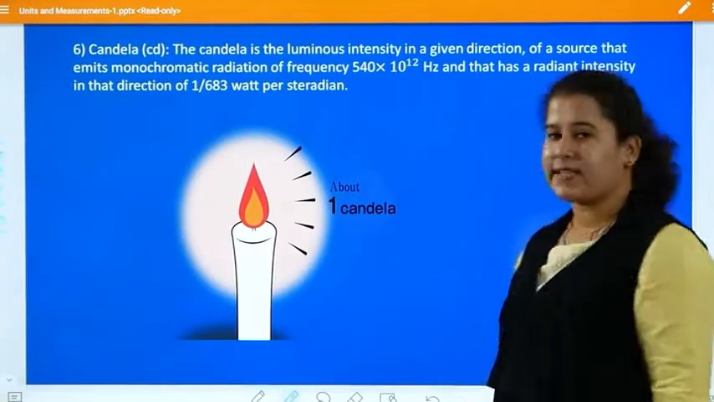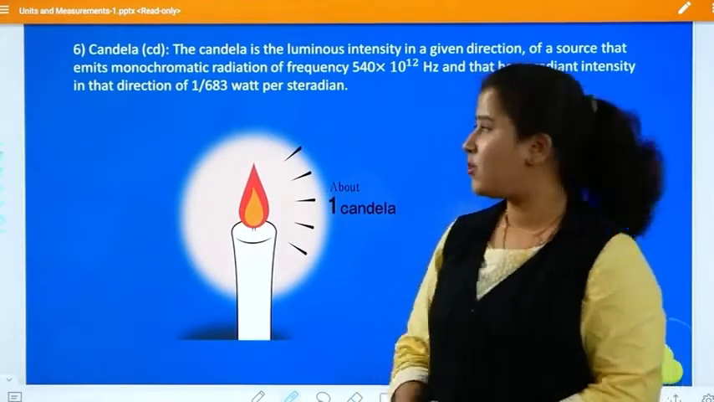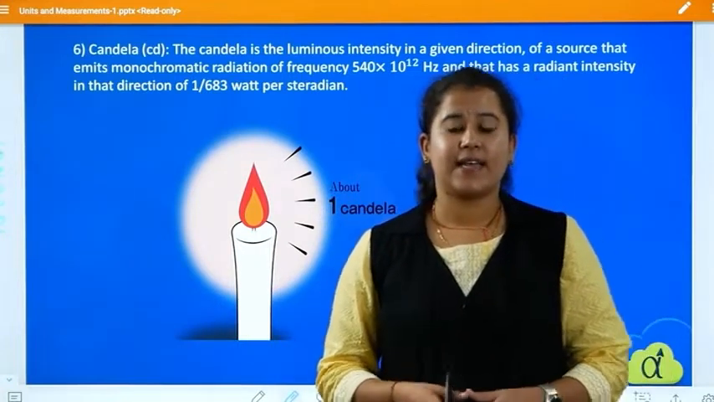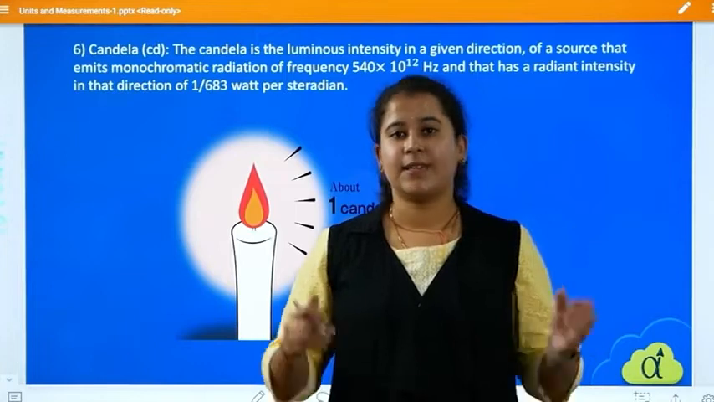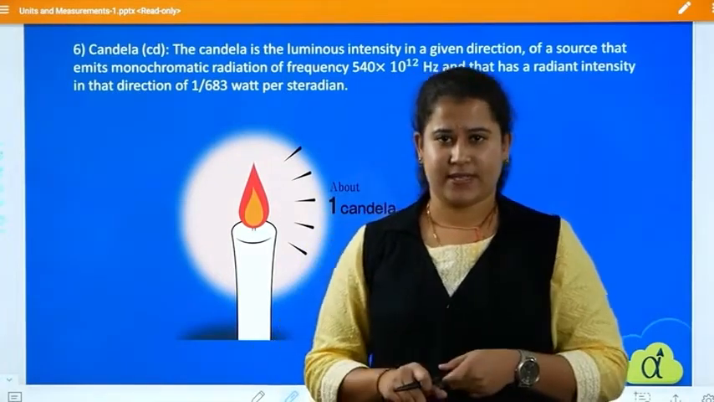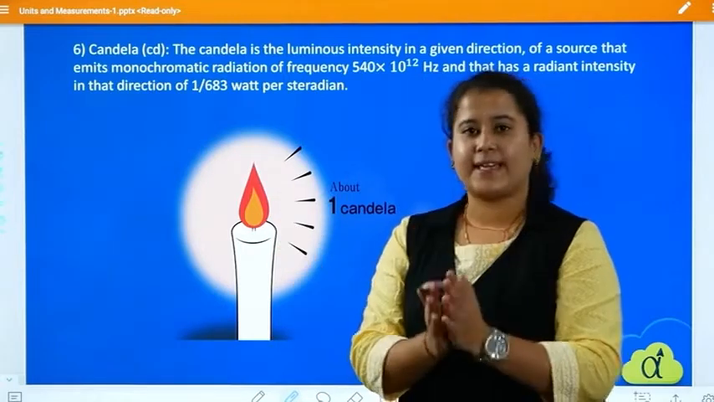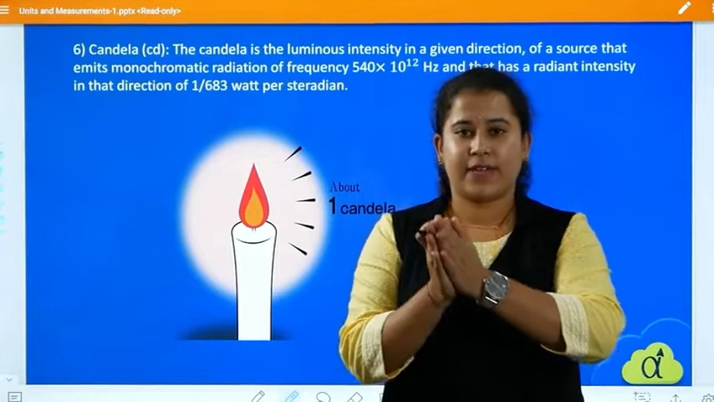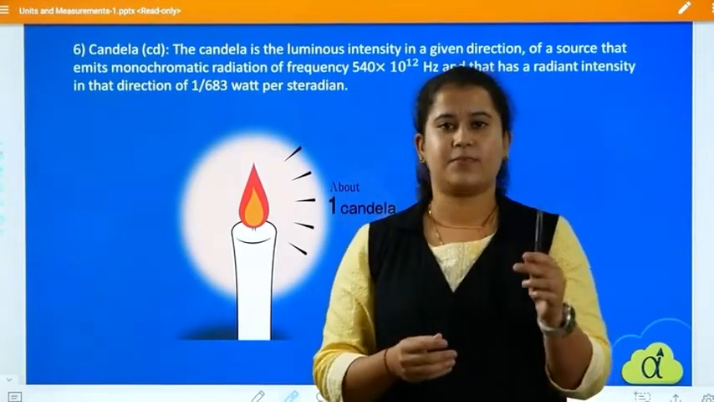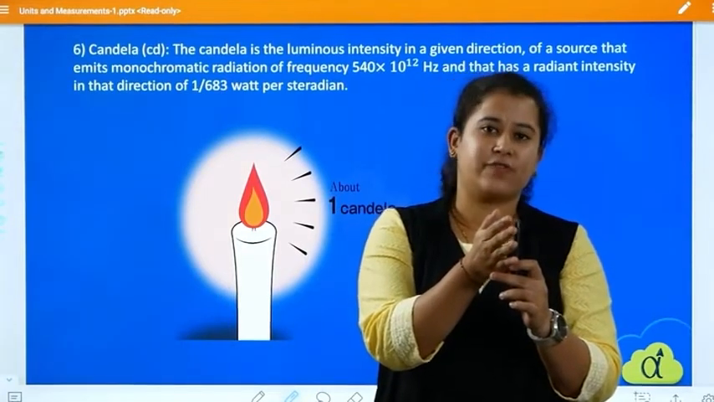Going on to the next important unit, I think you haven't heard about this anywhere; this is the first time you are hearing about luminous intensity, or the candela. Candela is the SI unit of luminous intensity. So what is luminous intensity? For example, whenever you light a candle and bring your hand near it, there are chances of burning.